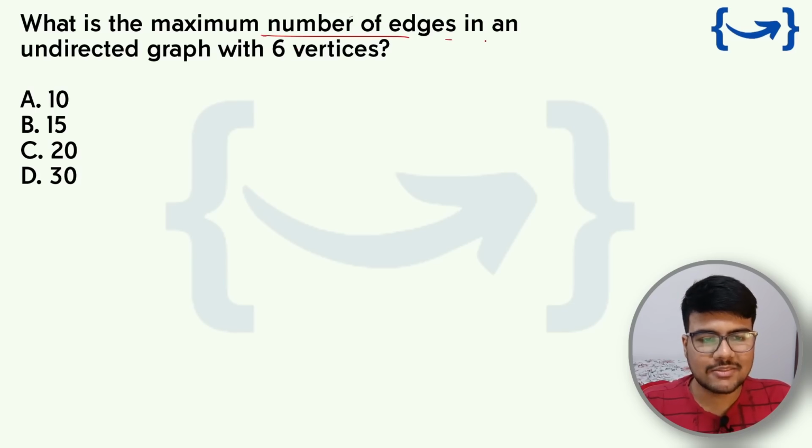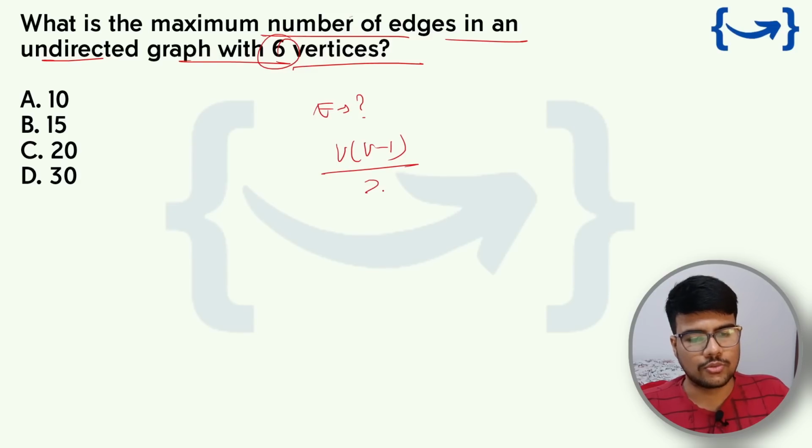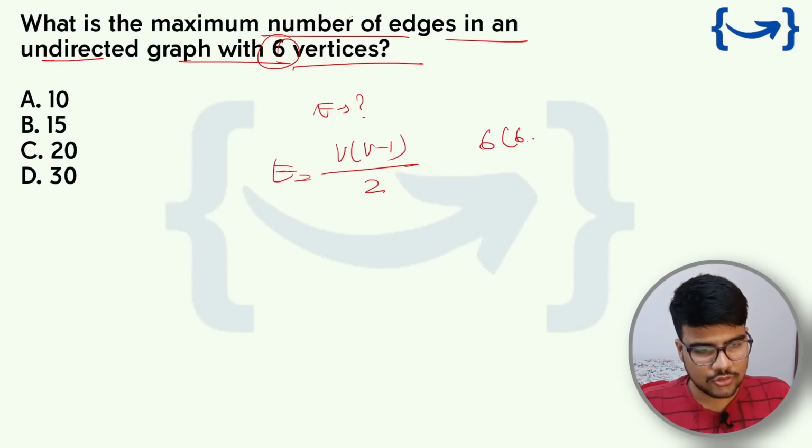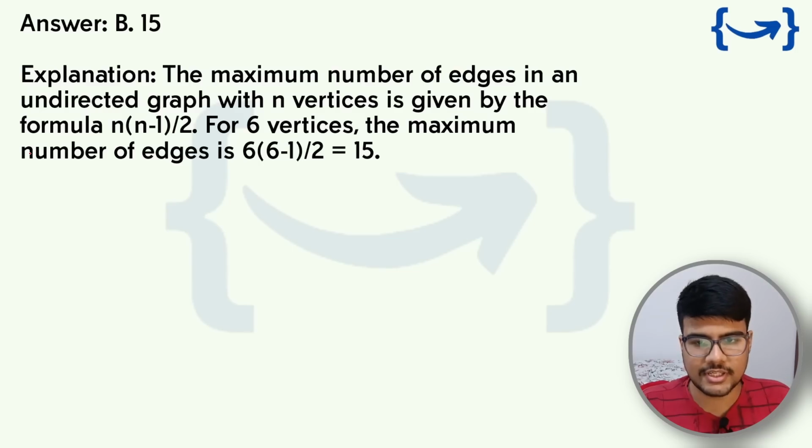So what is the maximum number of edges in an undirected graph with 6 vertices? So you need to find edges here. So Aditya, will you create a graph for us? No, there is a quick shortcut formula, which is V into V minus 1 by 2, if you want to find the number of edges. So how many vertices do we have? 6 into 6 minus 1 by 2, which is 3. Then 6 minus 1 is 5. So the correct option is 15. So let me see. Yes, 15 is the right option.